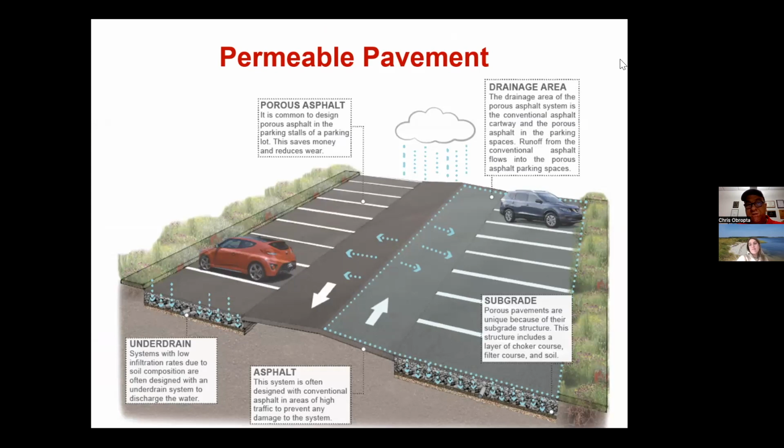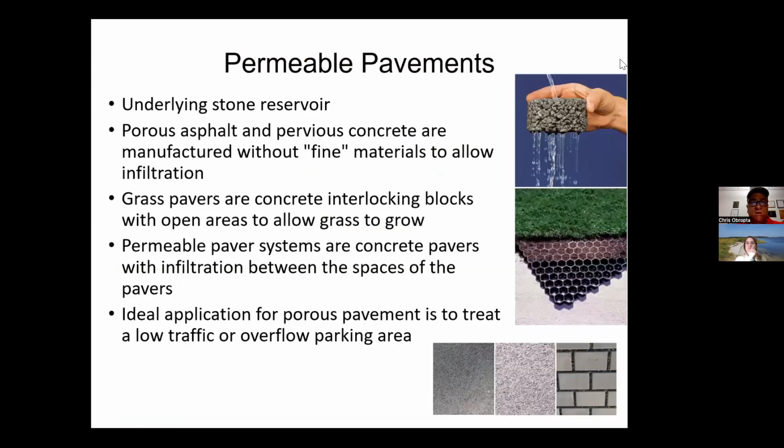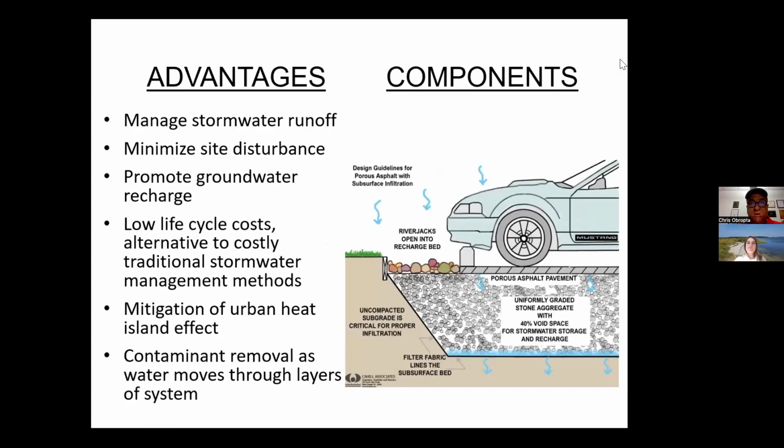In this example, you can see the parking spots are done in the porous asphalt, where the cartway where the cars pull in and out of is regular asphalt. The water flows from the regular asphalt onto the porous asphalt and infiltrates into the ground. You can see there's different types of permeable pavement. There's a porous asphalt. There's a pervious concrete, which the fellow in the upper left-hand corner is holding a piece of. Water's passing right through the concrete. There's grass pavers, and there's also permeable paving systems where you have the paving stones.